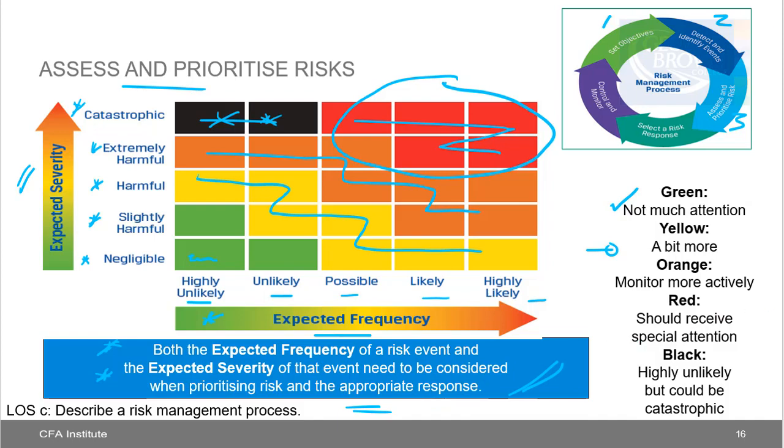So just a couple other things to note with regard to this catastrophic but highly unlikely. Because it's black, sometimes they're called black swans. They're usually not identified until after they occur.